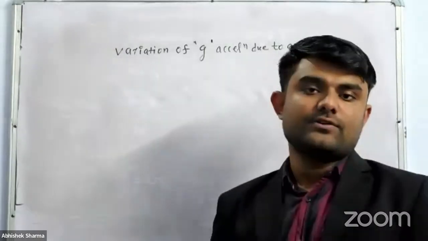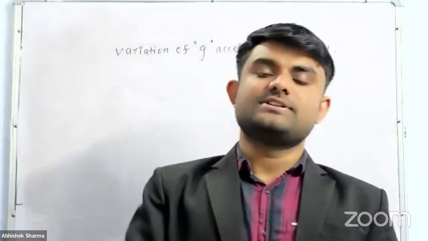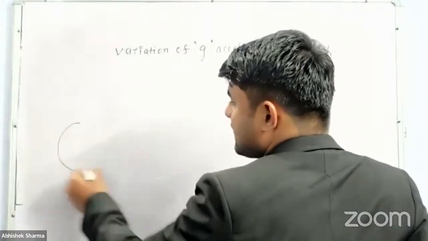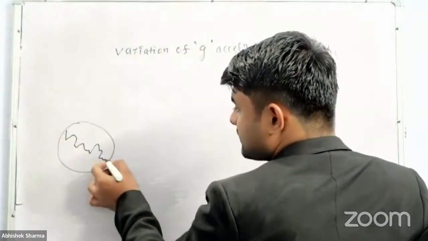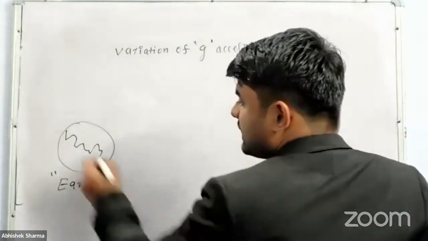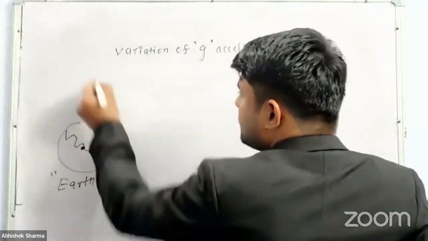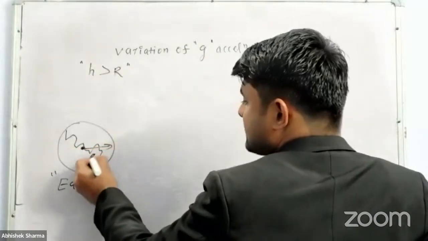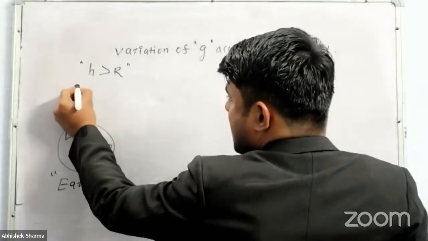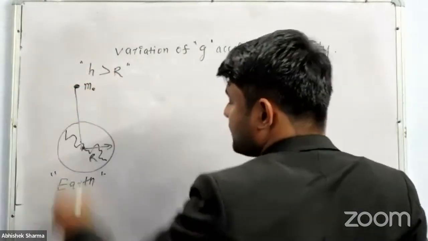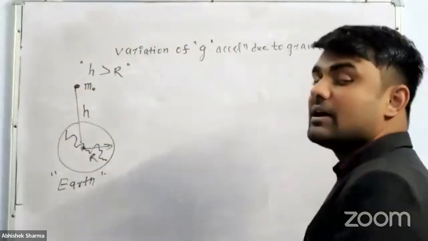Variation of g, acceleration due to gravity. At first, as per the discussion, we'll see how it changes with height. So suppose you have the Earth. This is our Earth, just visualize it. And for height greater than the radius, that's the radius of the Earth. Suppose I have a mass m0, at height h above.